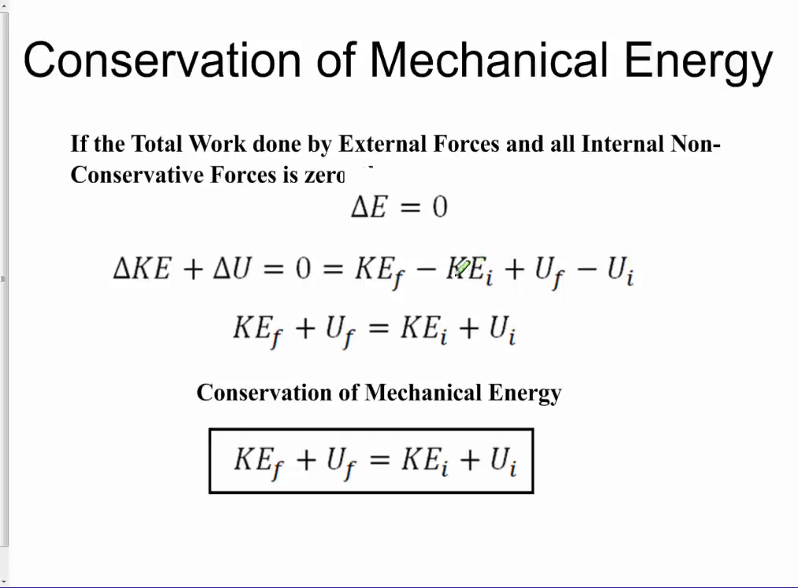And now all I have to do is move all these to one side of the equation and move all these to the other side of the equation, and I get final kinetic energy plus final potential energy must equal initial kinetic energy plus initial potential energy. And this equation is considered the conservation of mechanical energy, and it's a very, very useful equation.